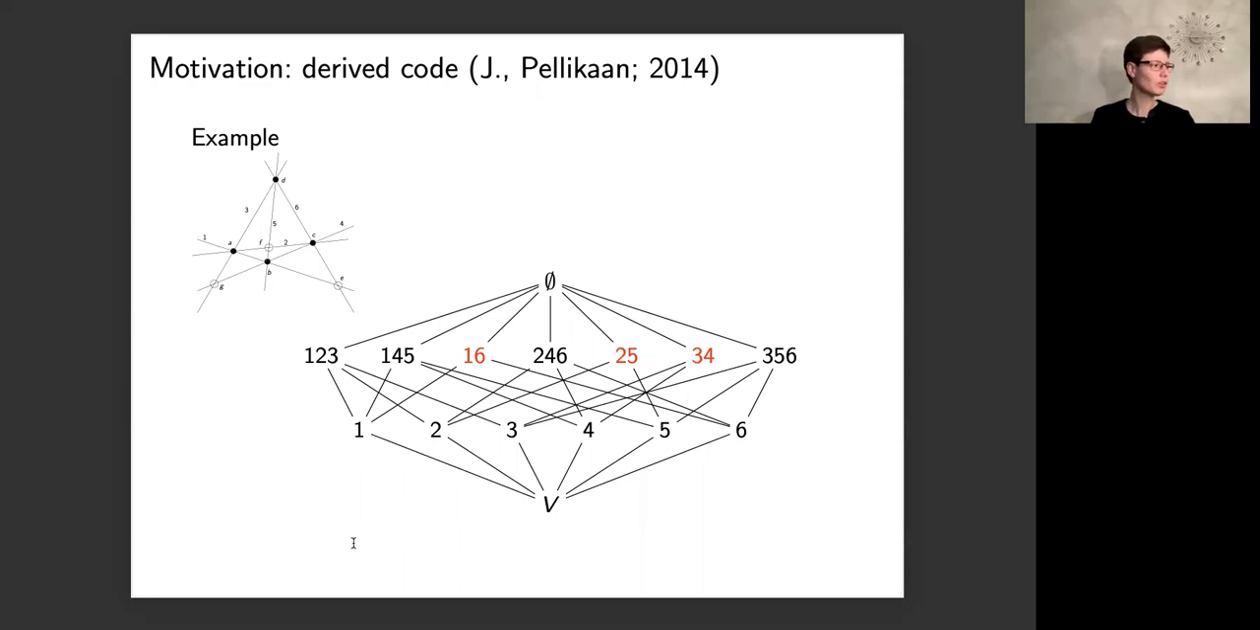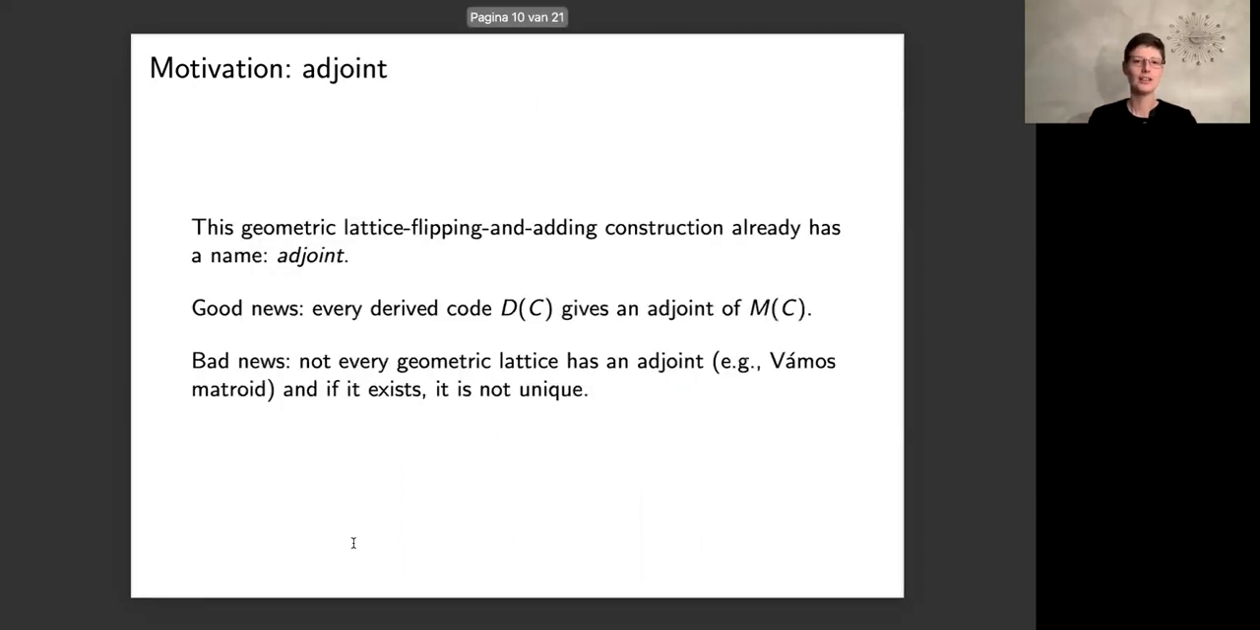And I tried for a very long time to prove that this actually always works. And then I found out that it doesn't, because people already decided a name for this. So this geometric lattice flipping and adding construction already has a name, and it's called the adjoint of a lattice. And the good news is that every derived code, as we were studying it, gives an adjoint. But the bad news is that not every geometric lattice has an adjoint. In fact, it's a result from ages ago that the Vamos matroid doesn't have one. And also, if it exists, it's not necessarily unique.